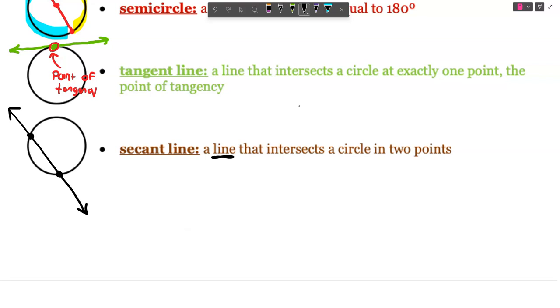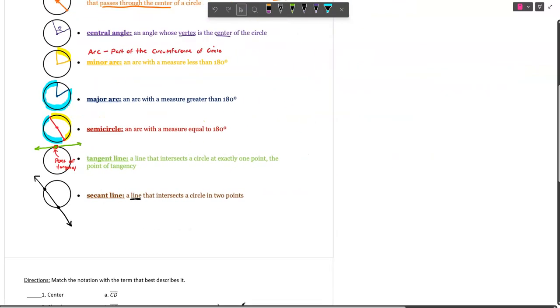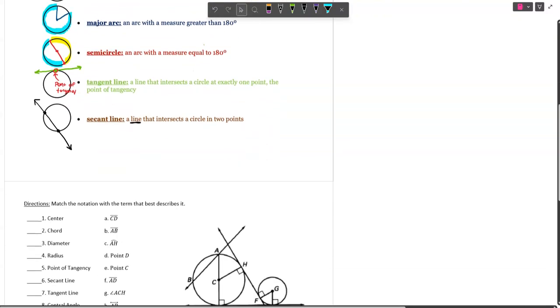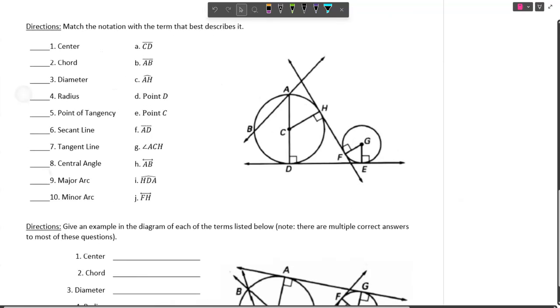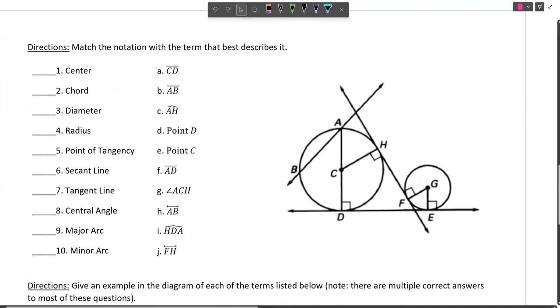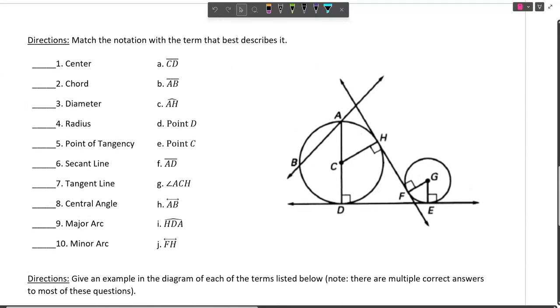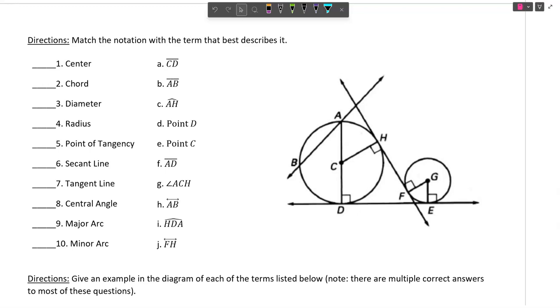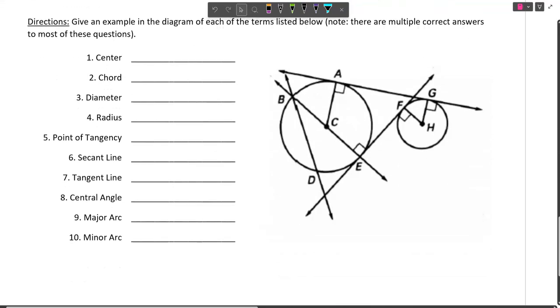So that concludes our important segments, angles, arcs, and lines that are associated with a circle. You're going to now take the opportunity, after watching this, to look at a diagram like this and see if you can identify where these special points, lines, segments, and angles are all located, and you'll do the same here on the bottom example.